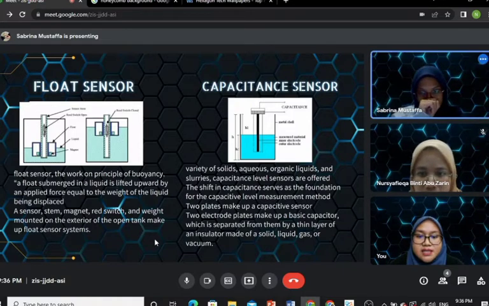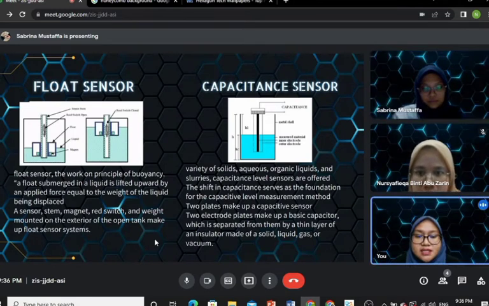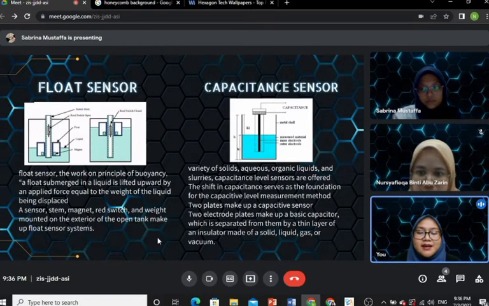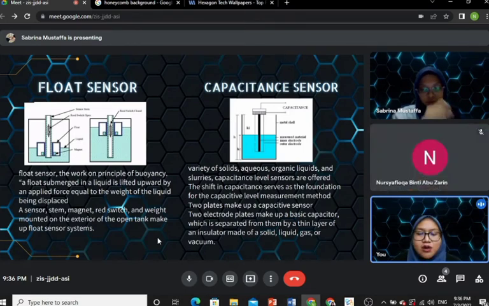Capacitance sensor, for a variety of solids, aqueous, organic liquids, and slurries. Capacitance level sensors are often used. The shift in capacitance serves as the foundation for the capacitance level measure method. There are two plates that make up a capacitor sensor. Two electrode plates make up a basic capacitor, which is separated from them by a thin layer of an insulator made of a solid, liquid, gas or vacuum.